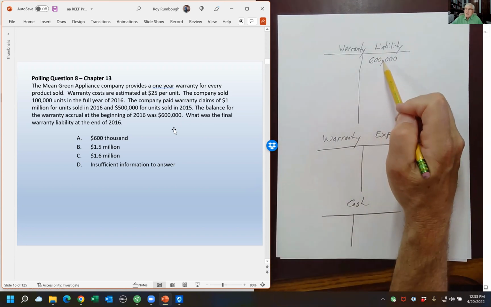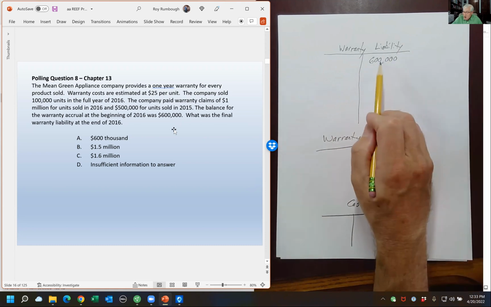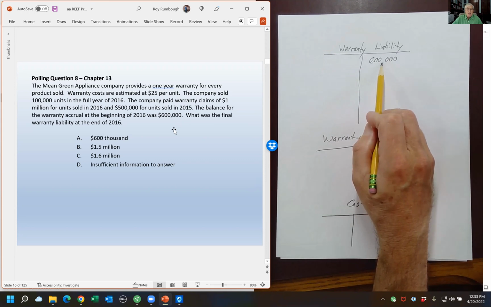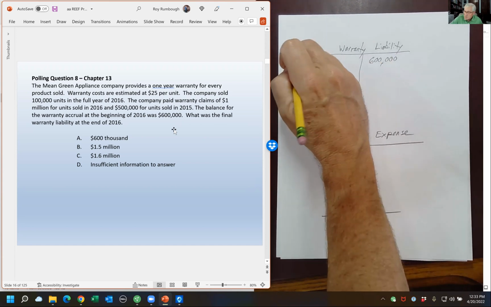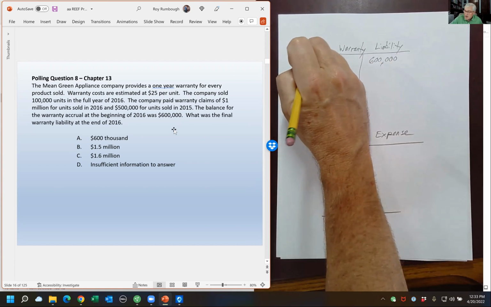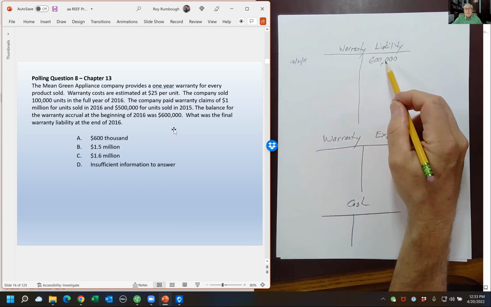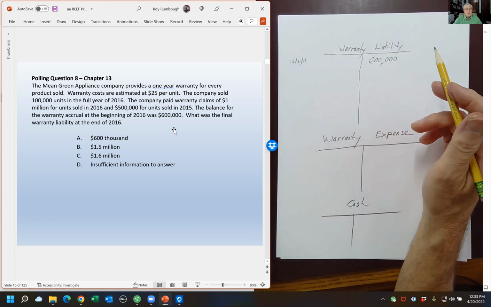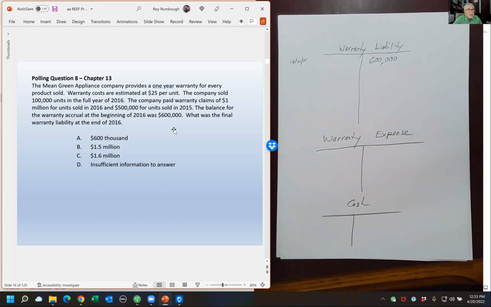So this $600,000 is going to be at zero at the end of 2016. This was 12/31/15, so these were for a 1-year warranty. So they're going to be gone. Let's just go ahead and do it all at once. They sold 100,000 units at $25 per unit.